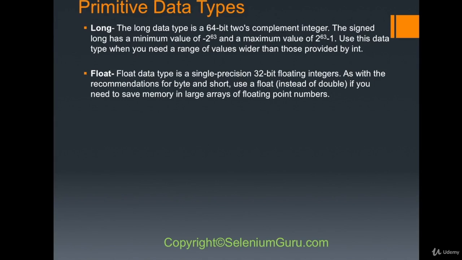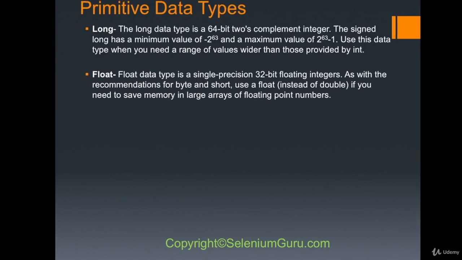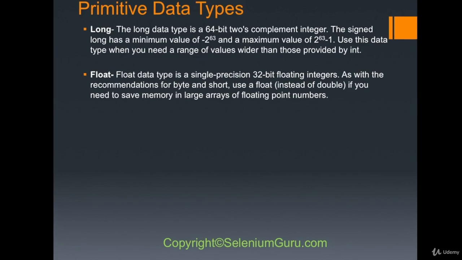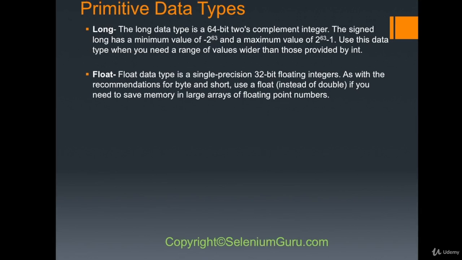The next one is float. The float data type is a single precision 32-bit floating point. As with the recommendation for byte and short, use a float instead of double, which you're going to learn shortly, if you need to save memory in large arrays of floating point numbers. So if you have a floating number, right? What is a floating number then? If your number has decimals, it's a float number, and you can use float.